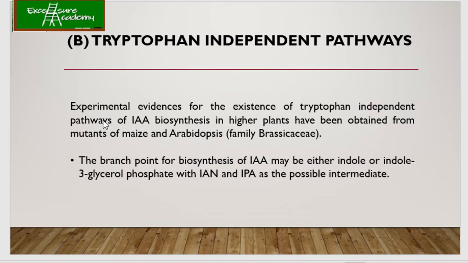So if you want to confirm that the IAA has been synthesized, the mutants were made in the maize and Arabidopsis, which belongs to the family Brassicaceae. Over there, they made the mutants, and they found that there was still a synthesis of indole 3 acetic acid without the help of the tryptophan.